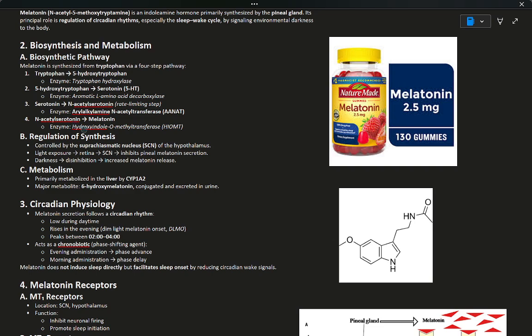And the enzyme called hydroxyindole-O-methyltransferase, or HIOMT, will facilitate this process. So this is how melatonin is ultimately synthesized from tryptophan. From tryptophan to 5-hydroxytryptophan, then to serotonin, to N-acetylserotonin, and then melatonin.